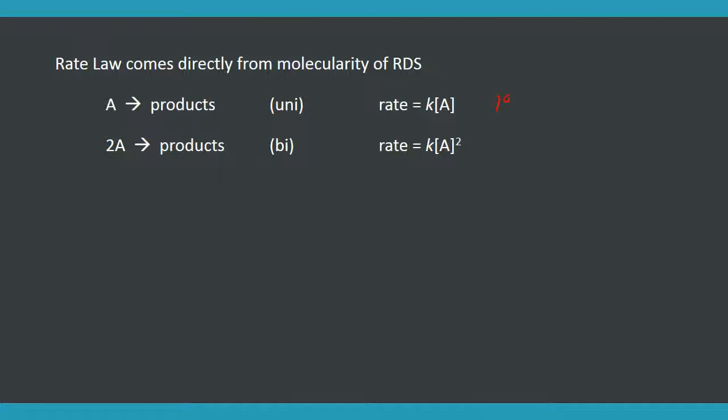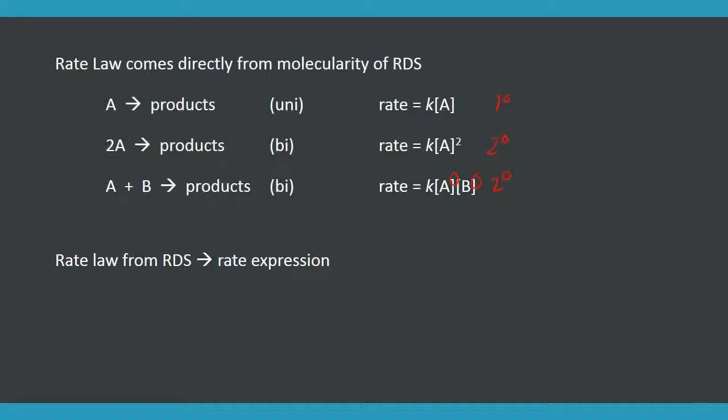If you have a 2A reaction that makes products, you have a bimolecular reaction, and your rate becomes k times A squared. That's a second order reaction. You have A plus B to make your products. That's a bimolecular reaction because there's two parts, and the rate equals k times A times B. Again, the way it's being represented right now is a second order reaction, but those values here could theoretically change individually.